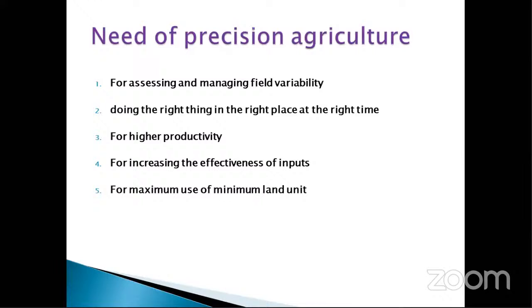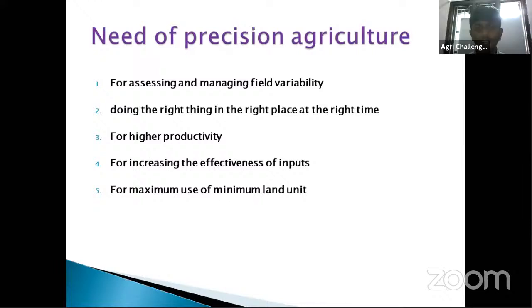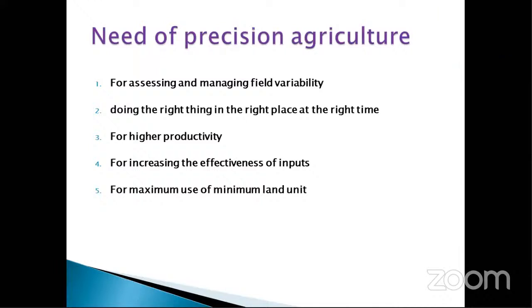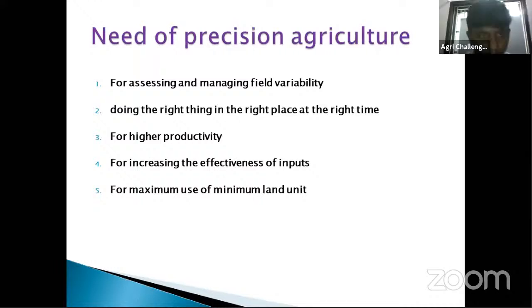What I have been talking about for the last half an hour is that we have to assess variability, then we have to manage variability. First we have to assess. Assessing means you have to find out the variability. Where is the variance? Where is the difference? You have to find out the different fertility levels. Once we have assessed that, we have to manage it. If the fertility levels are variable, then the application must also vary. So we have to assess and manage the variability.